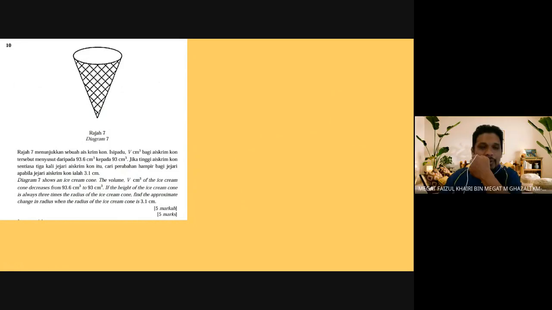Okay, so now this is an ice cream cone. The volume V, in cubic centimeters, of an ice cream cone decreases from 93.6 to 93 cubic centimeters if the height is always 3 times the radius of the cone. Hold on.